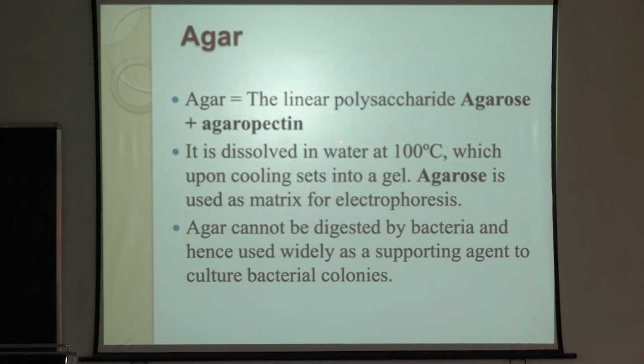Next, so agar is composed of linear polysaccharide agarose and agaropectin. Okay, so agar itself is composed of agarose and agaropectin. So agarose is a finer form collected from agar. Agarose dissolves in water, agaropectin doesn't. Okay, and it cannot be digested by bacteria, that is why we use it in bacterial colony culture.